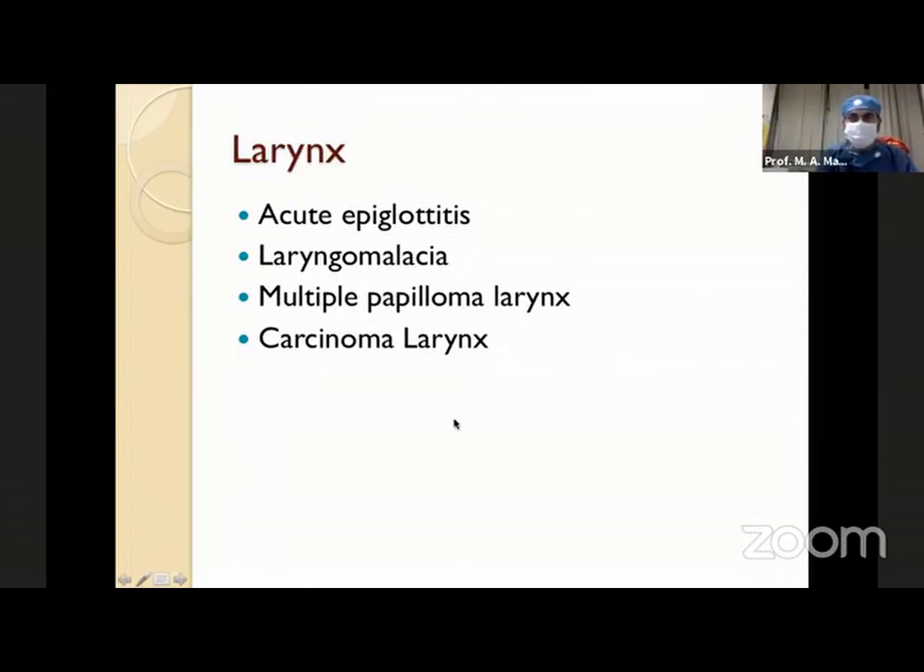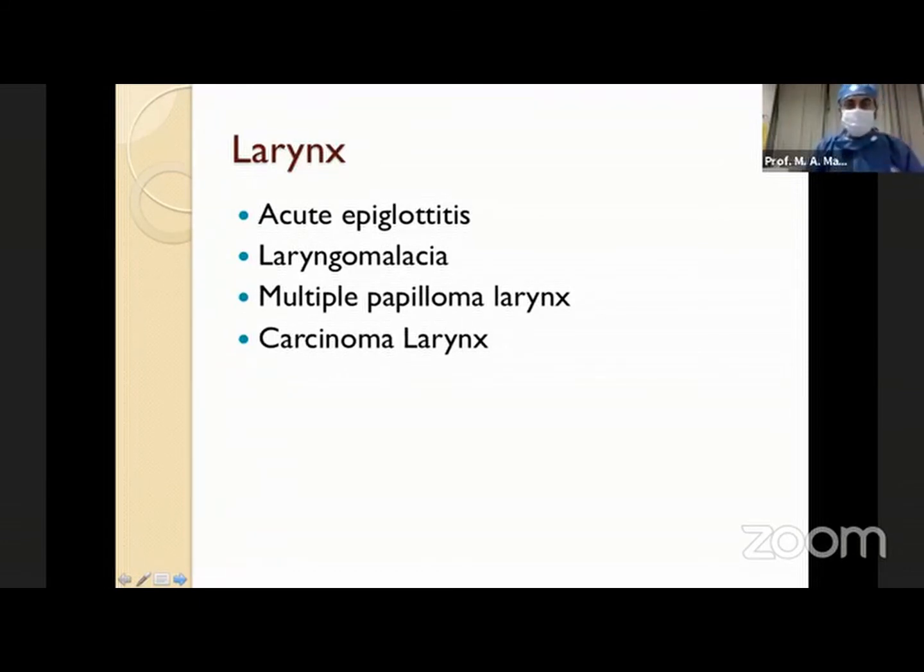So this is T3 carcinoma larynx. You can go for radiotherapy or you can go for total laryngectomy operation. Then another question: after total laryngectomy, how do we speak?